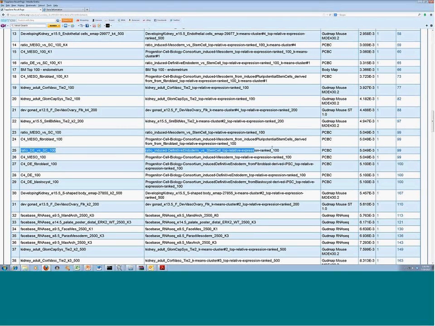This is a really cool thing. In mine right here that I've highlighted, the name of this gene signature is called ratio DE versus SC100. And over here is a more verbose description of what that signature is. It's the ratio of induced definitive endoderm to stem cells, and it's the top relative expression ranked by ranking method, and top 100. So there were actually 99 genes in that signature. So this is a DE signature from the database.